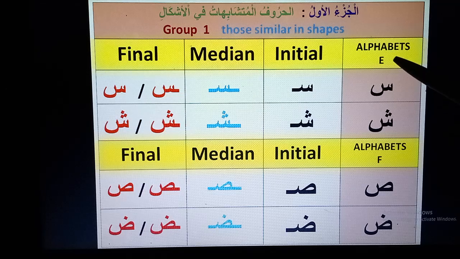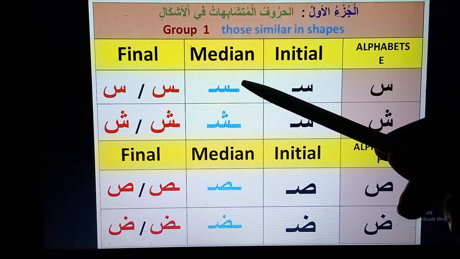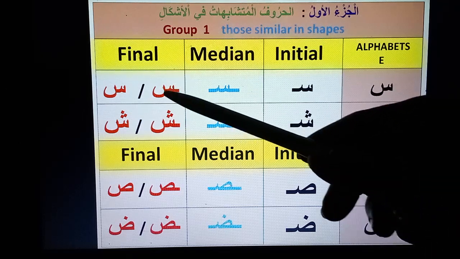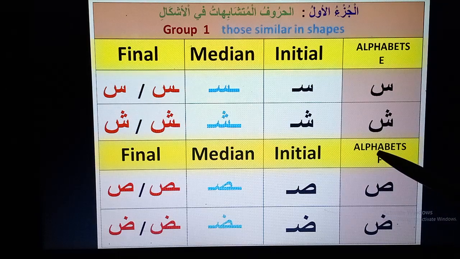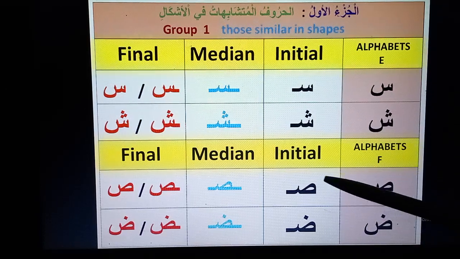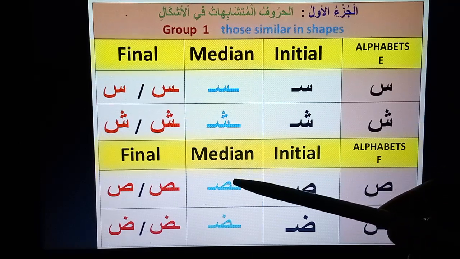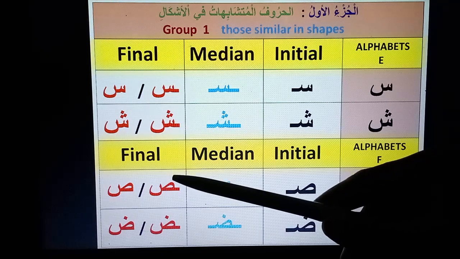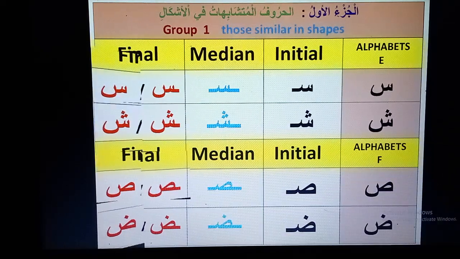Now we are at alphabet E: Sin and Shin. When they are at the beginning of a word, this is the shape. When they are at the middle, this is the shape. And when they are at the end of a word, this is the shape. We come to alphabet F: Sad and Dad. When they are at the beginning of a word, this is the shape. When they are at the middle, this is the shape. And when they are at the end of a word, this is the shape.